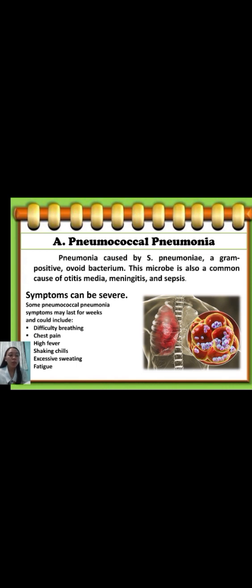So, next we have different types of pneumonia. First we have pneumococcal pneumonia. Pneumococcal pneumonia is caused by S. pneumoniae, a gram-positive ovoid bacterium. It is a type of bacterial pneumonia that is caused by Streptococcus pneumoniae. It is the most common bacterial pneumonia found in adults, the most common type of community-acquired pneumonia and one of the most common types of pneumococcal infections.